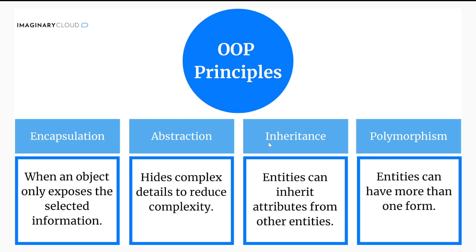Okay. Inheritance, I think, is a very simple word: how to inherit information. That's what it means. Entities can inherit attributes from other entities, like different species. The newly born inherit different properties or features from their parents.